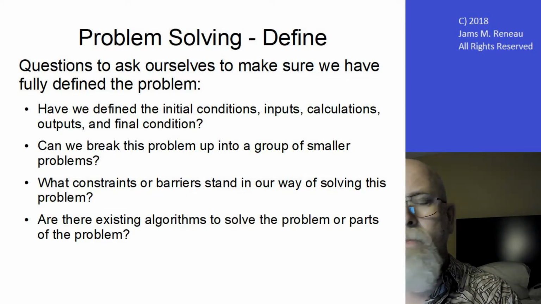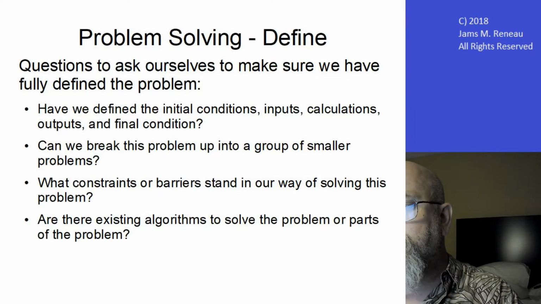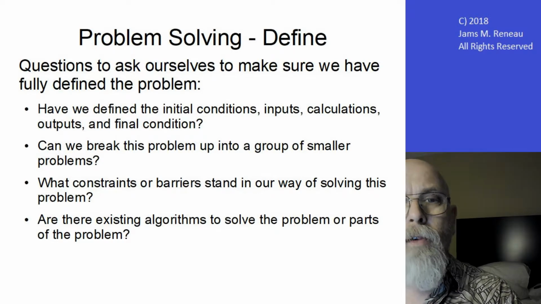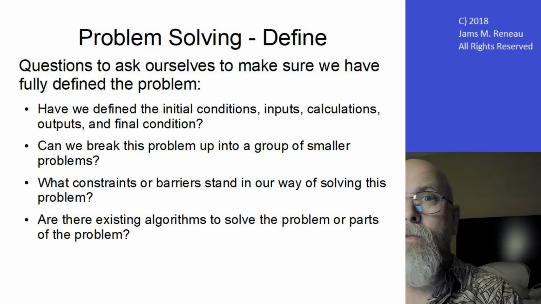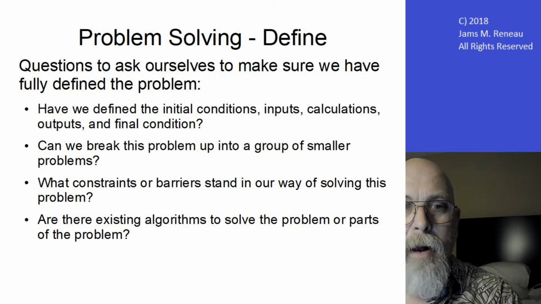And it's not just do we know what they are? What is the definition of each of those parts? Can we break this problem up into a group of smaller problems? That would be an important thing to know as we define the problem. What constraints, monetary, technological, and others, and barriers stand in our way of solving this problem? And then, what are the existing algorithms to solve problems or parts of the problem? Because if there's an algorithm that we know or have used that will solve part of the problem, then that makes defining and understanding the problem that much easier.